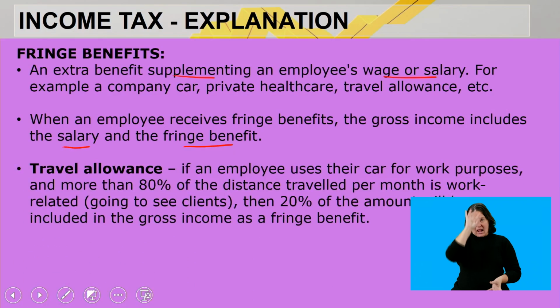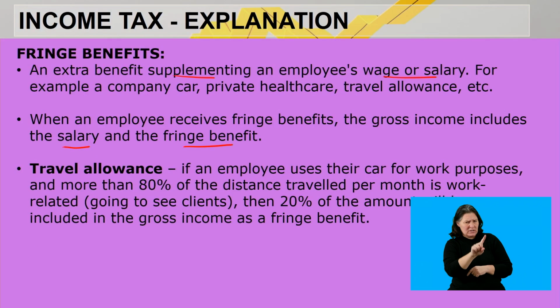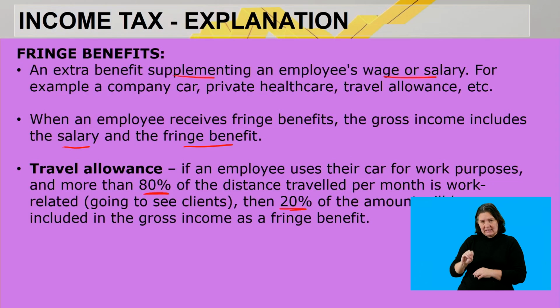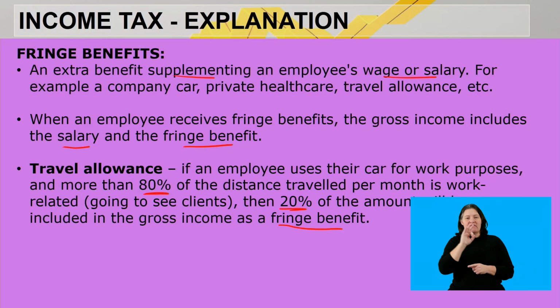Okay, so what is a travel allowance? And I want you to take note because we're going to apply this. Okay, it says here, if an employee uses their car for work purposes and more than 80% of the distance traveled per month is work-related, for example, going to see clients, then 20% of the amount will be included in the gross income as a fringe benefit. Very important, so this is a concept of 80% versus 20%.